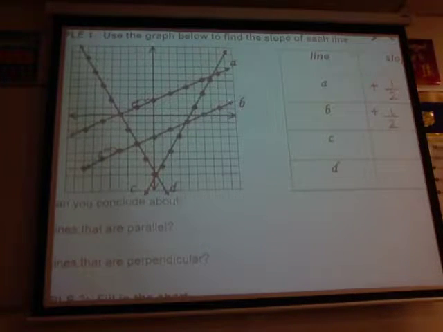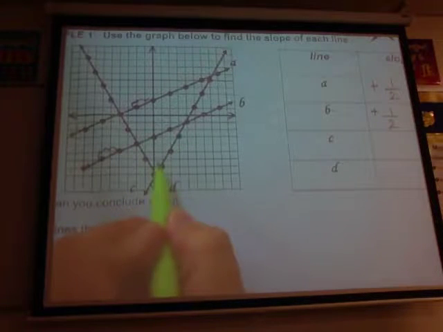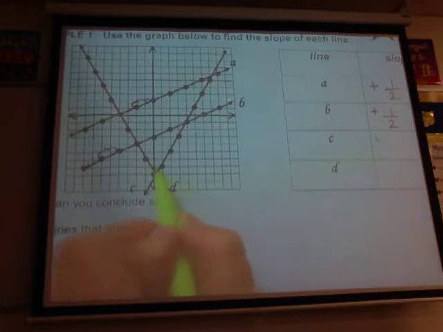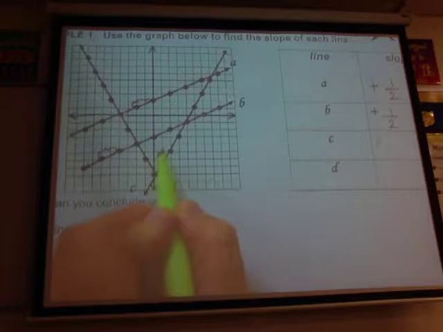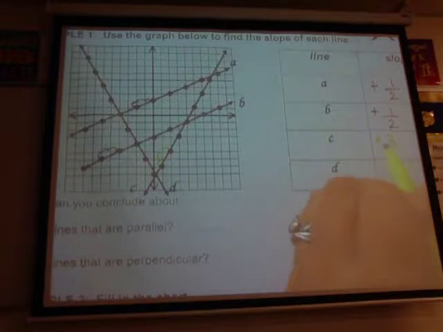What about C? Is it positive, negative, 0, or undefined? Positive. It's positive, but the slope is really, really steep. So, pick any 2 points. If I want to do this one to this one, I know it's still positive. How many am I going up? Up 2 over 1. Okay.